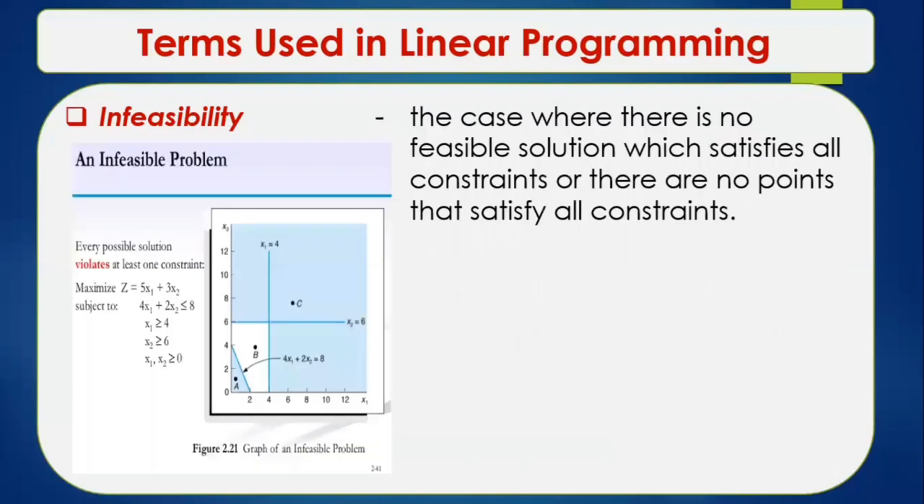And if we say infeasibility, this is the case where there is no feasible solution which satisfies all constraints, or there are no points that satisfy all constraints. So if there is something that has not been followed, or if there is something that is not being satisfied, then we call that one infeasibility. When I say not being satisfied, I'm referring to the constraints, okay?